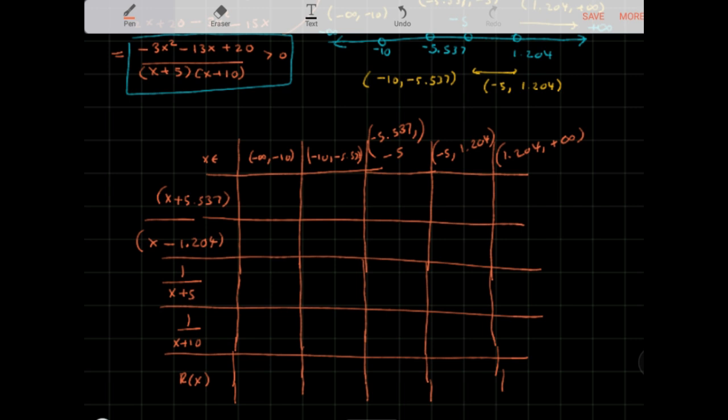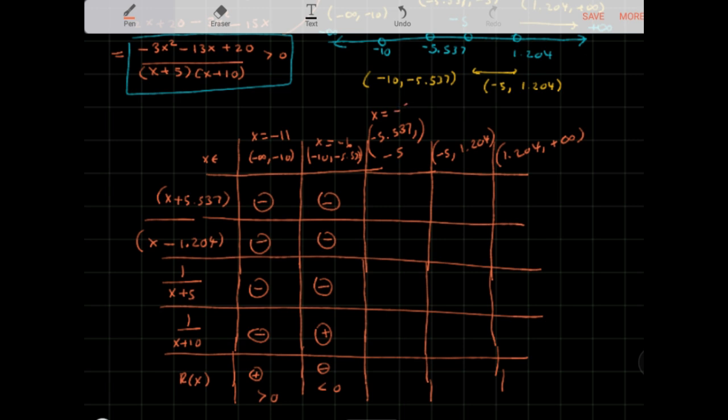Okay, so let's start with the first interval, negative infinity and negative 10. In this interval, I'm going to let x equal negative 11. So you can see that this is negative, right? Negative 11 minus 1.204, negative 11 plus 5, negative, negative 11 plus 10, negative, and then this is positive. So this is one of our solutions, greater than 0, right? Let's figure out when x is equal to negative 6, right? So this is negative, negative, positive. Well, this is going to be negative, so this is less than 0. This is not one of our solutions.